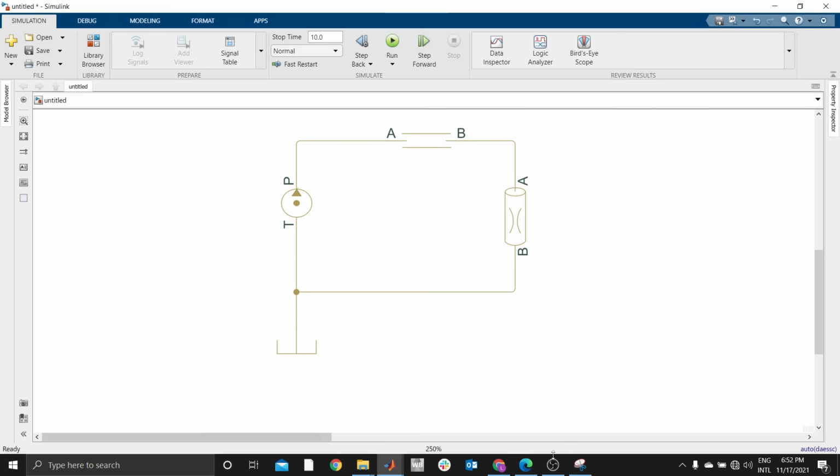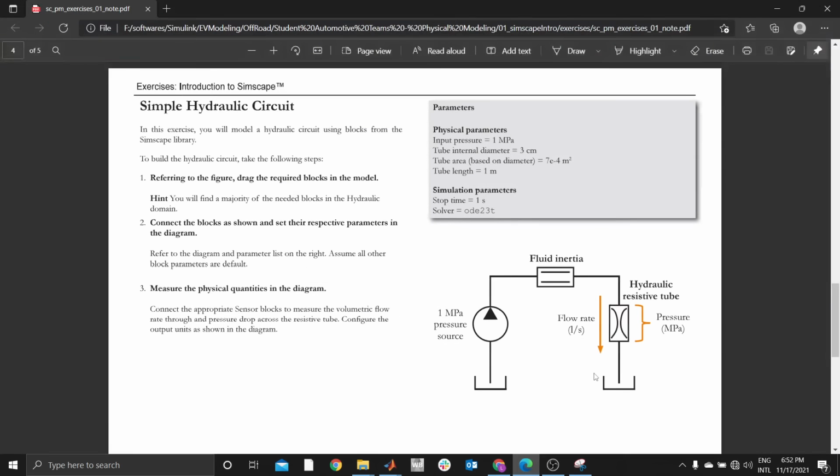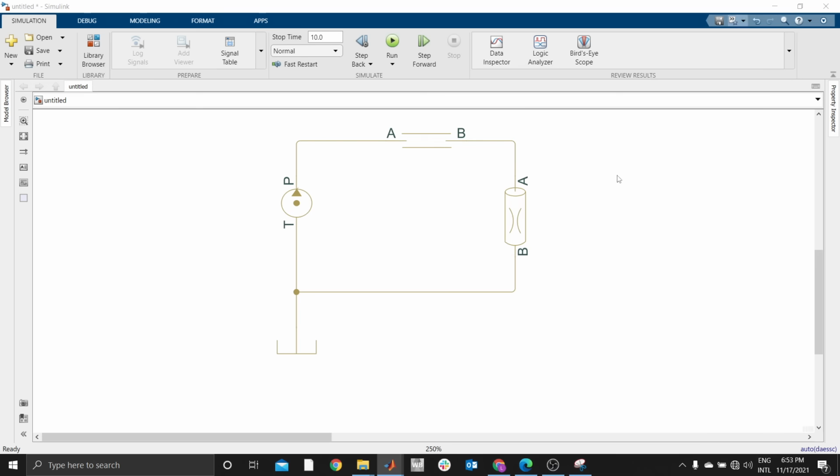Understood? But now, let me go back here. We have already modeled this, but we need to know the flow rate. I want to capture flow rate and I want to capture the pressure. Okay, let's see how we can now do that. The first thing we need to understand is we usually say flow through a pipe. Therefore, flow rate is a through variable.